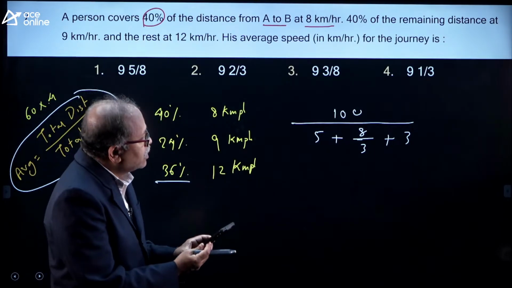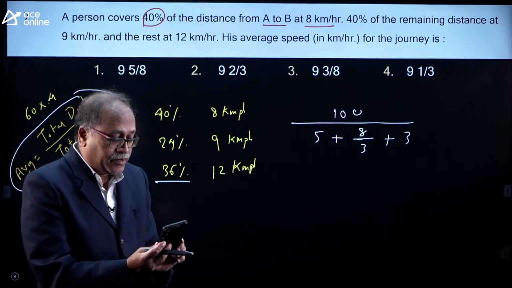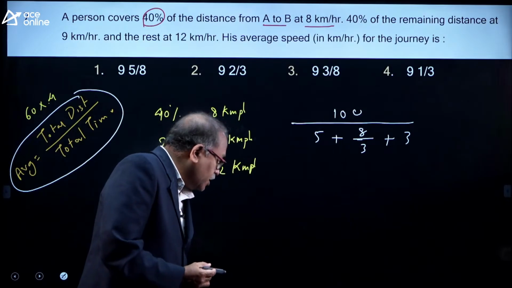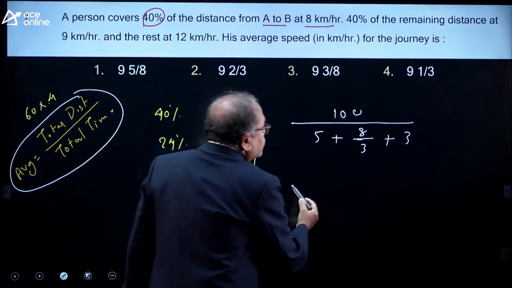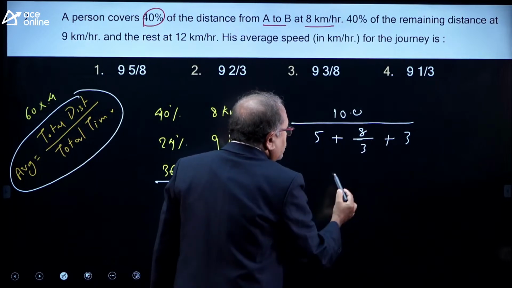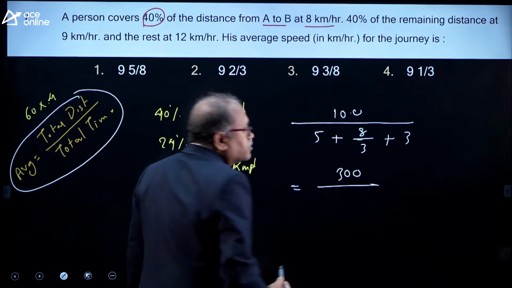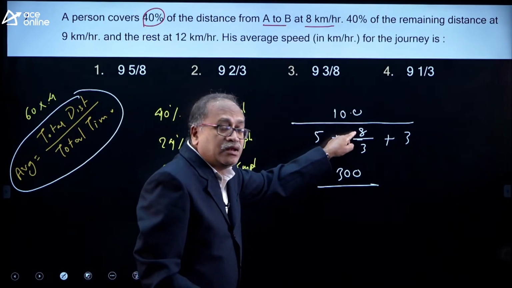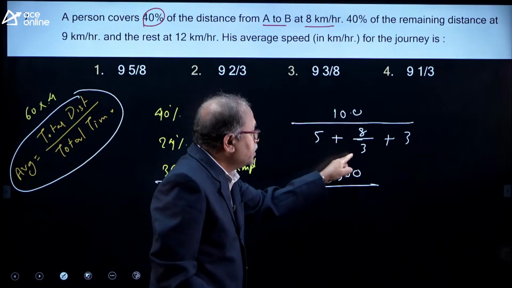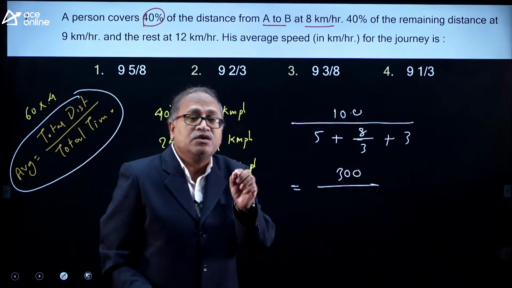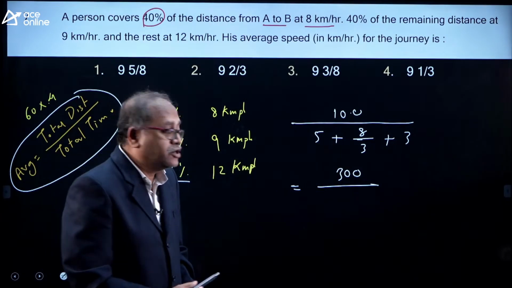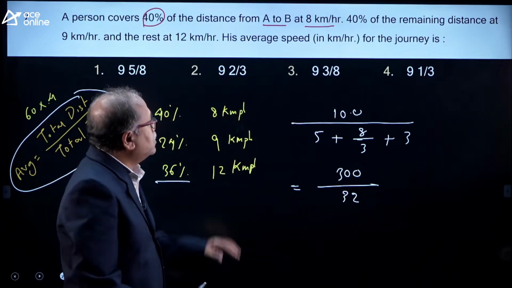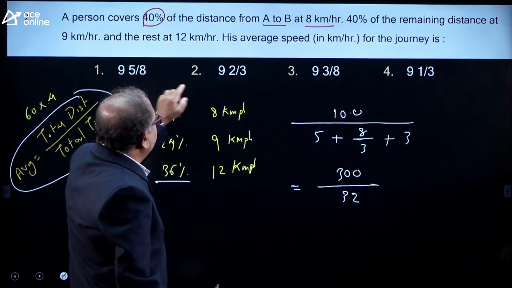So, I just left the calculation part, my dear friends. Now, I am calculating it. So, this is 100 and 3 will go over here. So, that becomes 300 divided by, this is 3 into 5 is 15 and 15 plus 8 is 23, and 3 into 3 is 9. 23 plus 9 comes to 32. So, divided by 32. Here your answer lies.